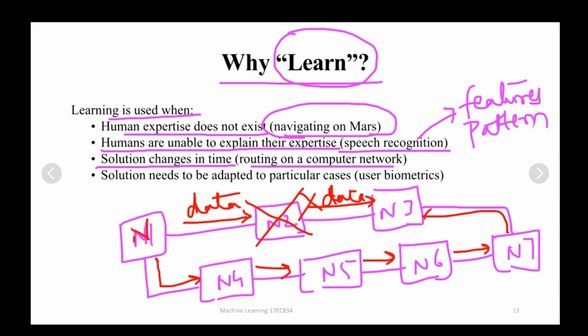Solution changes in time. Routing on a computer network is the best example for you to understand where exactly learning is actually required. Next, solution needs to be adapted to particular cases. Solutions are actually required at that particular time, especially user biometrics.